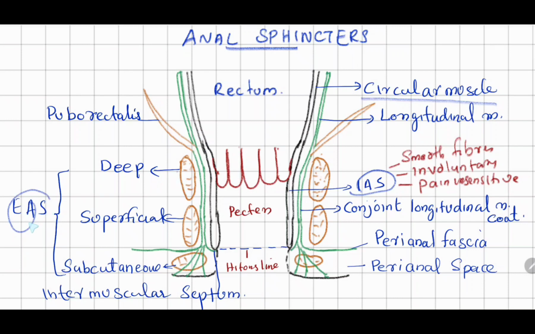Now, let us see the external anal sphincters. The external anal sphincter is divided into three: subcutaneous part, superficial part and deep part. Unlike the internal sphincter, external sphincters are formed by skeletal muscle fibers. They are voluntary and they are sensitive to pain.